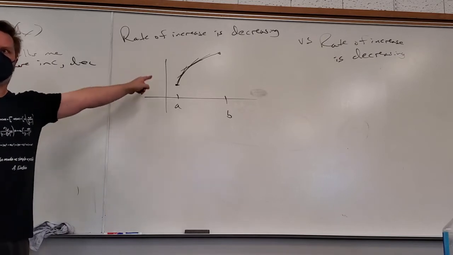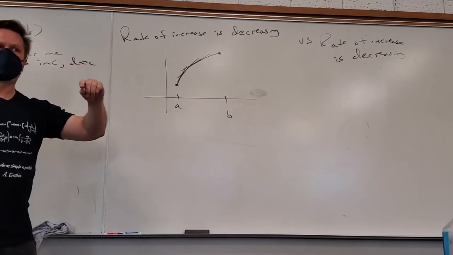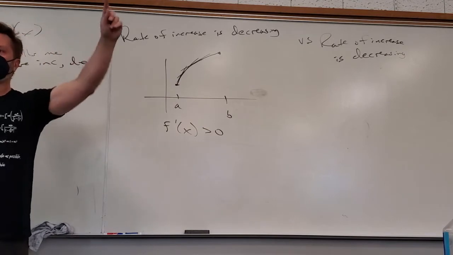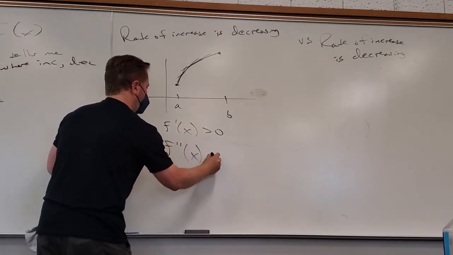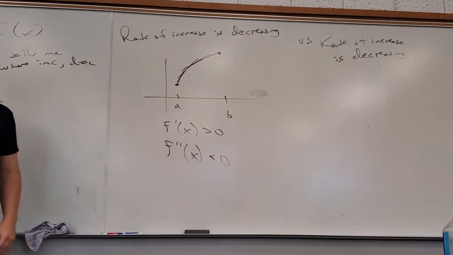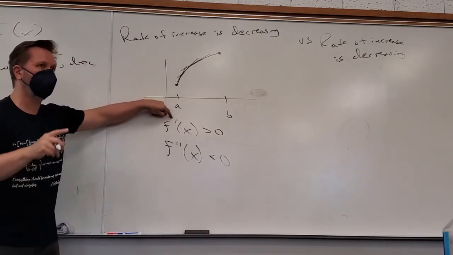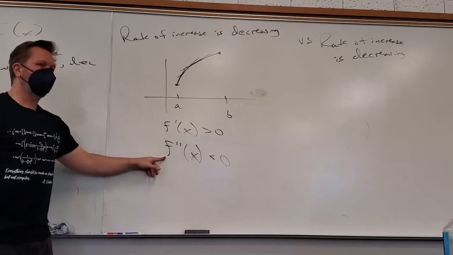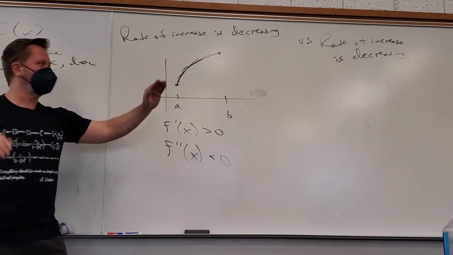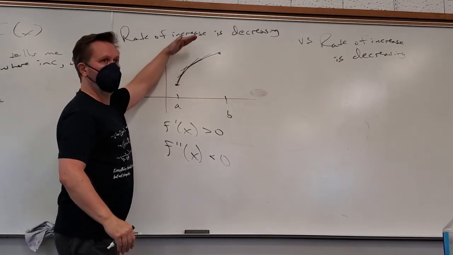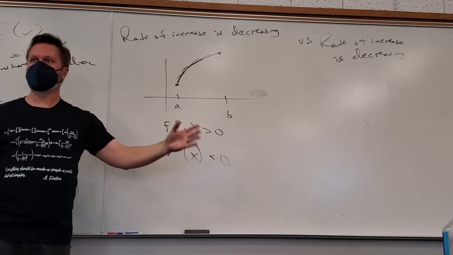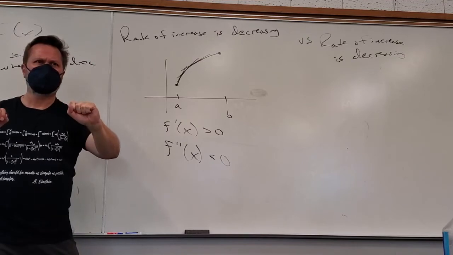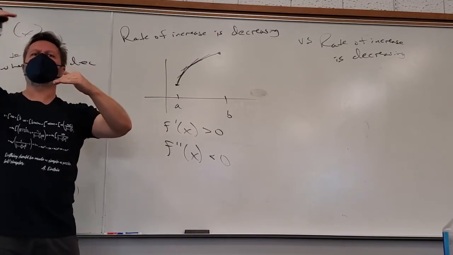So why is the first derivative of this picture positive from A to B? Because the function itself is increasing. Why is the second derivative negative? Because the derivative of the function tells me what the function is doing. The function is increasing. The second derivative tells me what the slope is doing as I move. And the slope is getting smaller, so therefore it's negative. So every level of derivative is talking about the derivative before it.